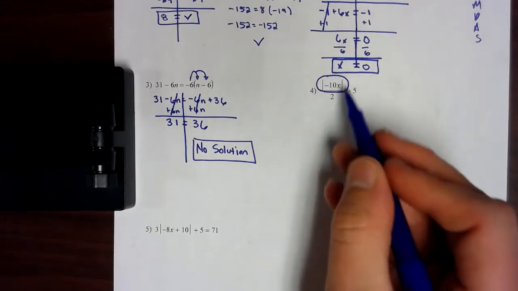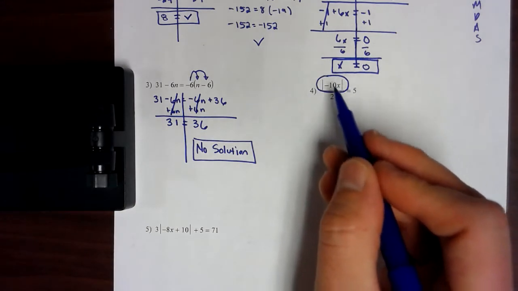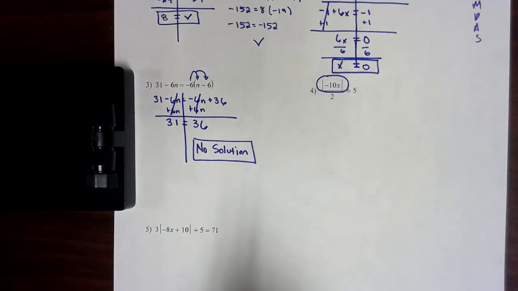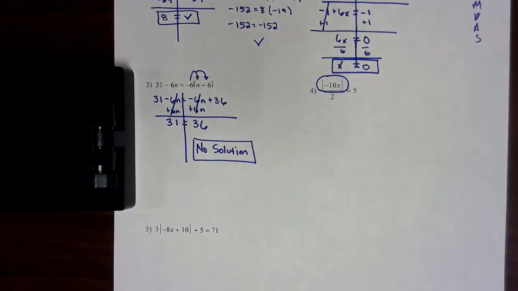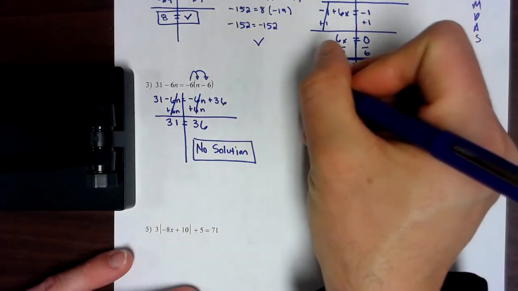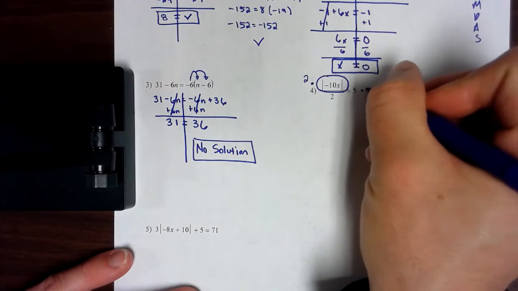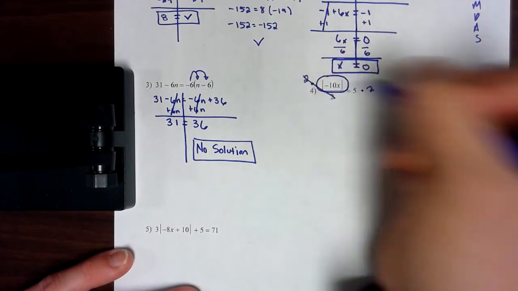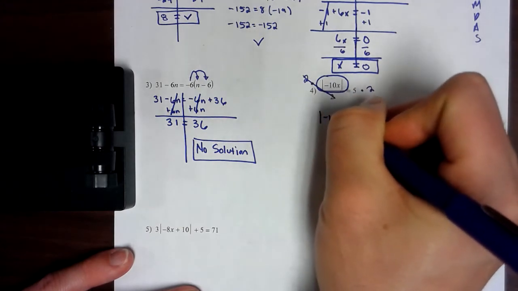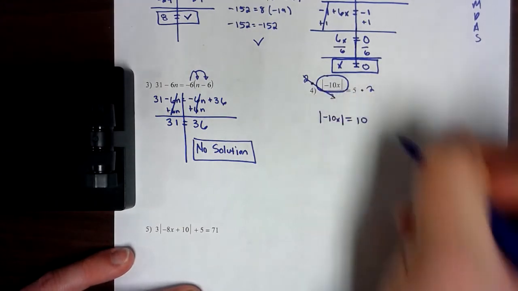I always ask all our students, when you see this, to read it out loud. So what does this say? Absolute value of -10x divided by 2. Well, saying that divided by 2 gives us an idea of how to undo that. How do we undo dividing by 2? By simply multiplying by 2. So I multiply both sides by 2, leaving us with just the absolute value of -10x equals 10.